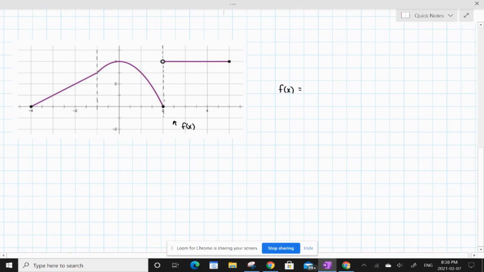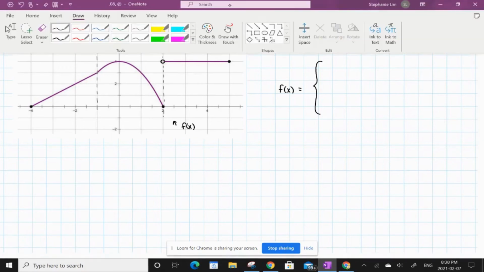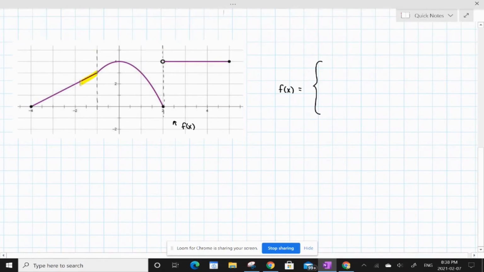3 pieces here. So if I take a look at my 3 pieces, we always start off with the leftmost, okay? So the leftmost part is the one that I'm going to highlight in yellow. So this piece here is dealing with the x values between -4 all the way until -1. So in this particular case, I'm dealing with my x values between -4 all the way to -1.